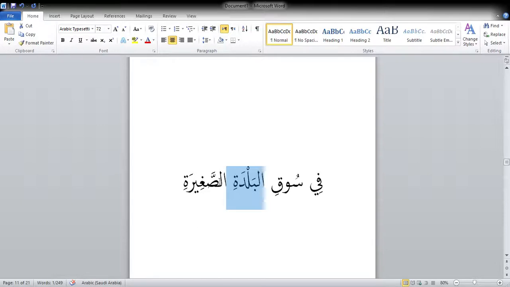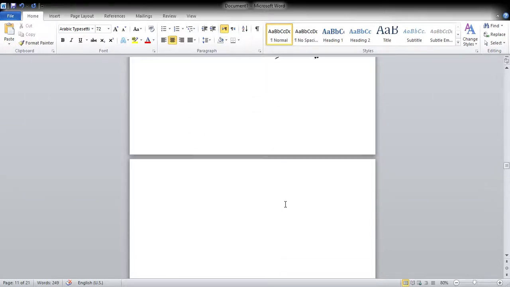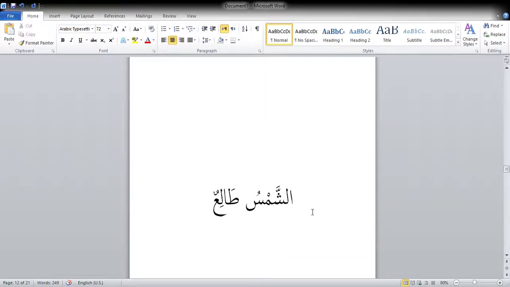Can you translate it? In the small market. Nope. In the market of the small city. You've got to keep in mind the mudaf ilayh setup, right? Okay, next up is ash-shamsu tali'un. Shamsu tali'un.